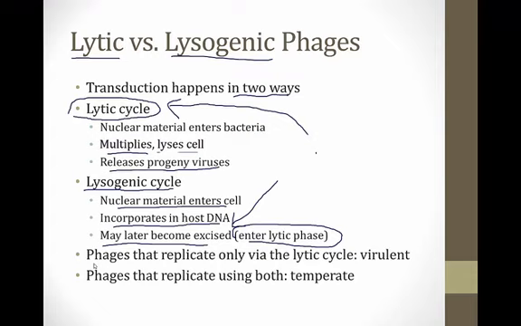Phages, which remember are viruses that infect bacteria, that replicate only via the lytic cycle are called virulent phages. Phages that replicate using both the lytic and lysogenic cycle are called temperate phages.